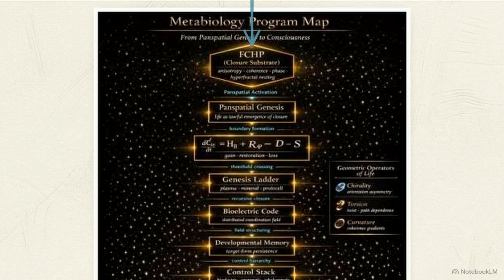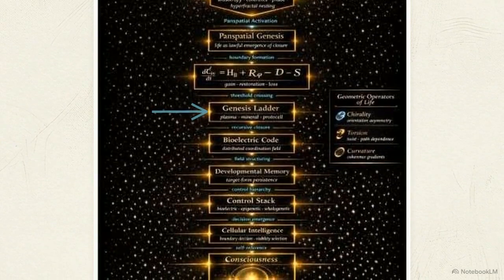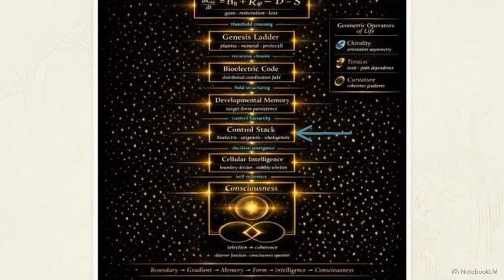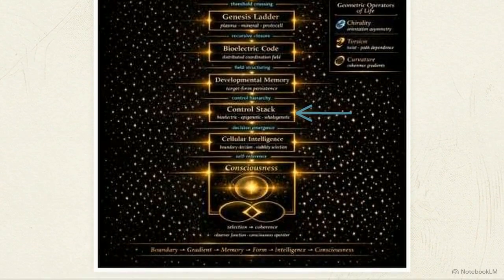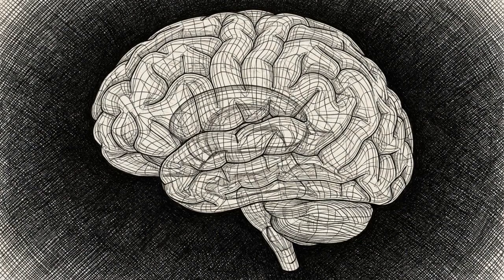The trajectory starts with FCHP's spatial substrate, triggering a genesis ladder where matter achieves self-maintaining organization. The latter half tracks how boundaries develop recursive layers through a control stack, resulting in cellular intelligence and conscious self-reference. To understand the origin of higher-order consciousness, we must first define the mathematical geometry of the space it occupies.